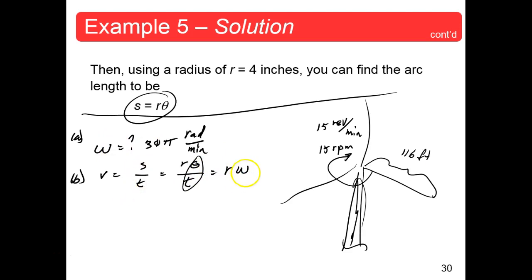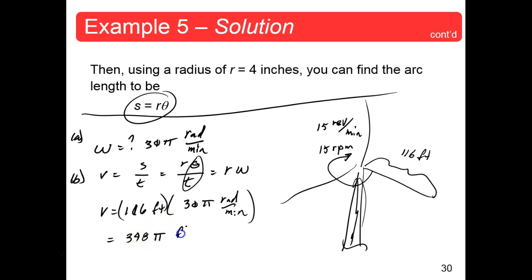So we know what our r is: 116 feet times your omega, which is 30 pi radians per minute. But remember, radian is not a unit, it's just a ratio, it's dimensionless. So this would be, trying to do it in my head, 348, is that right? Pi feet per minute. I believe that's right.